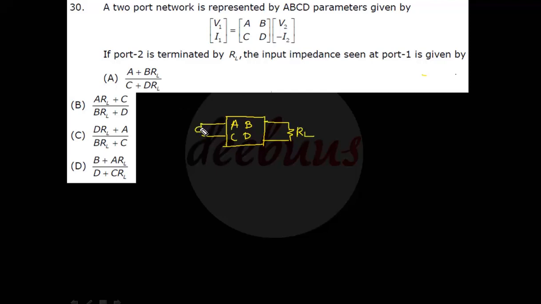On the input side, a voltage signal is applied, and the current direction is as in this figure. So we can mark V2 equal to minus I2 RL from this figure, because in the question it is mentioned that port 2 is terminated by RL. So the output voltage V2 equals minus I2 into RL. Now we can write the ABCD parameters: V1 equals A V2 minus B I2. Similarly, I1 equals C V2 minus D I2.